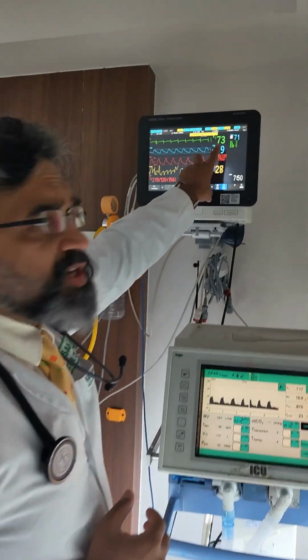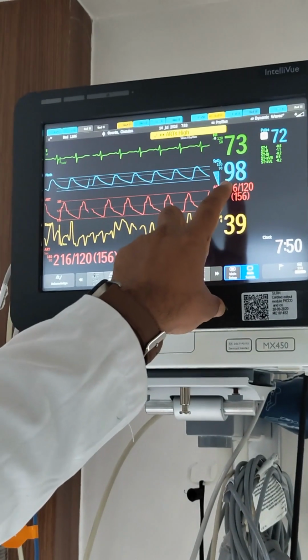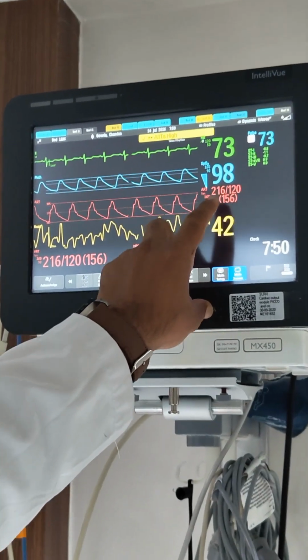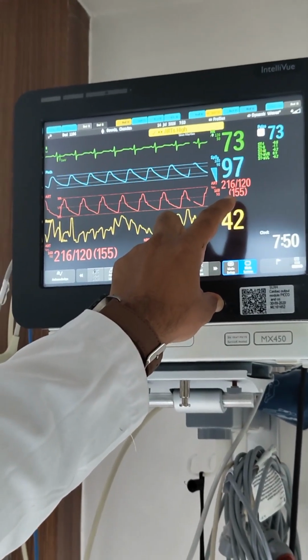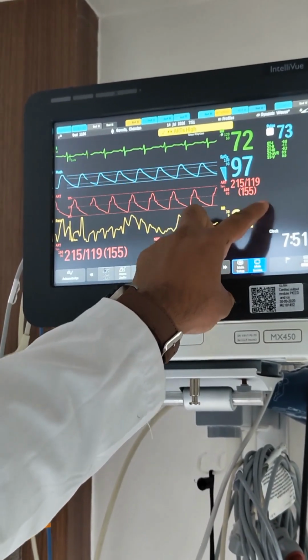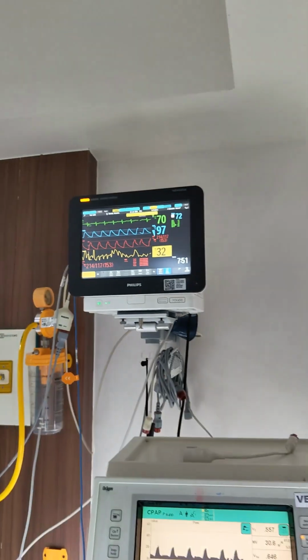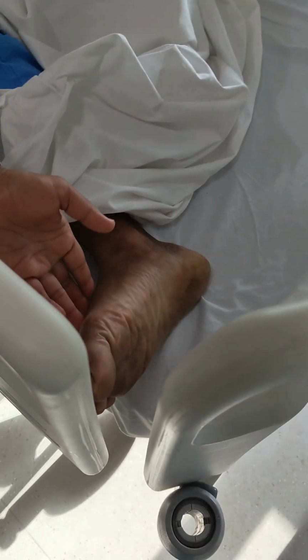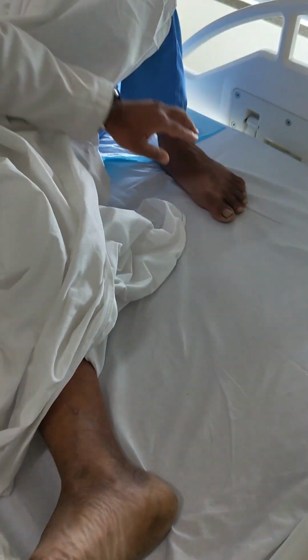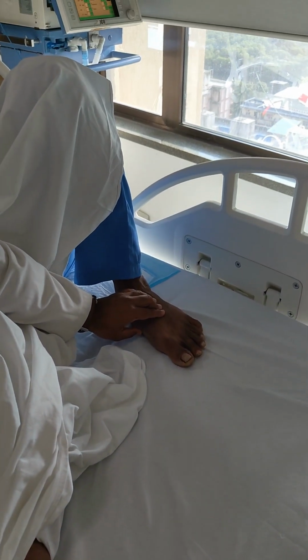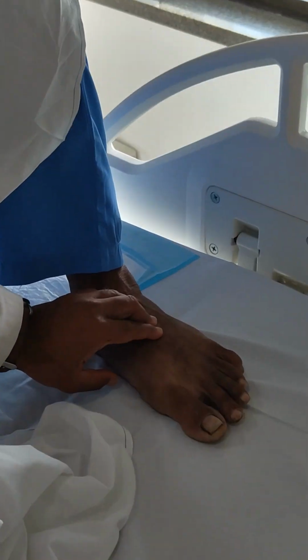The pulse rate is around 70, 73, saturation 98, 99%, and very high blood pressure, 216 by 120 with a MAP of 155. Okay, this is what we're looking at. Now let's go to the pulsations here. The pulsations over here are very well felt, whereas pulsations over here are not felt. There are no pulsations over here.